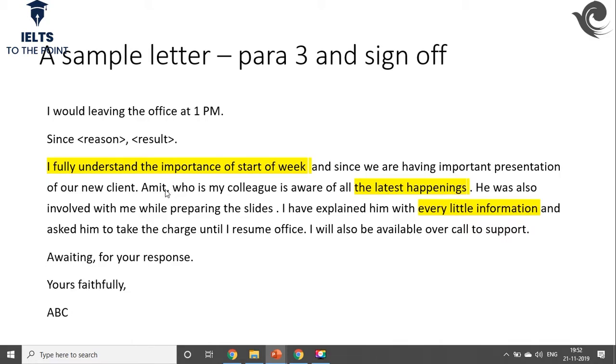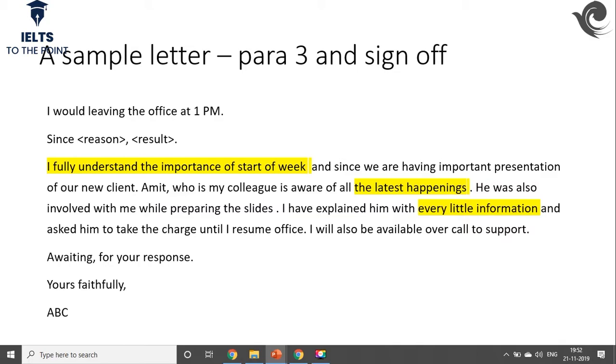Amit, now moving on. Amit, who is my colleague, is aware of all the latest happenings. First of all, again, this transition, important presentation of a new client. Okay, before I move to this Amit guy, let me tell you: important presentation of a new client. Are you going to present to the client or the client is going to present to you? Normally you present to the client. Client doesn't present to you. So that also could be an issue conceptually over here.